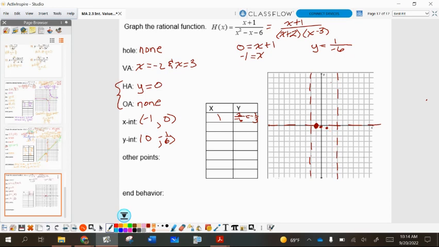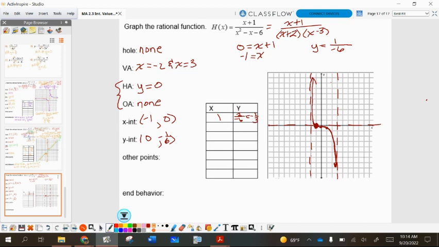Let's see if I can do that a little smoother. It's coming down and approaching that vertical asymptote, which means as we came from the left, it was coming from the up direction, approaching that vertical asymptote. So it's going to be coming down, crossing the x-axis at our crossing point, and then coming down and approaching our other vertical asymptote.